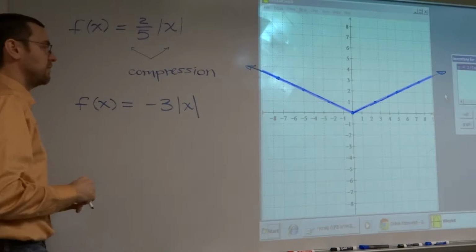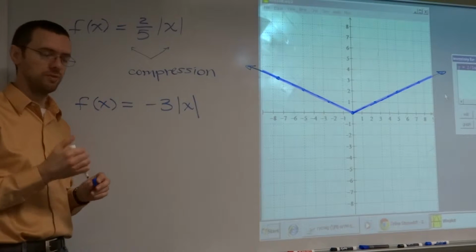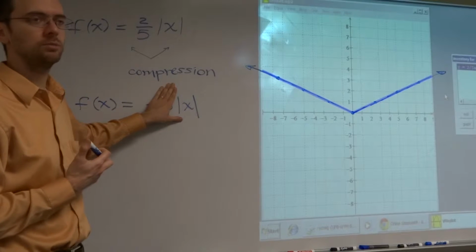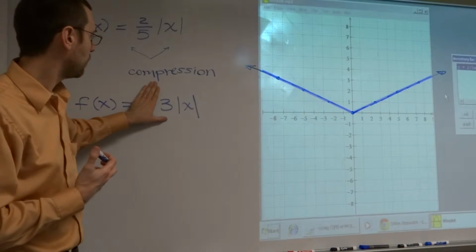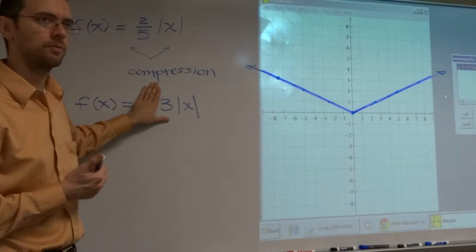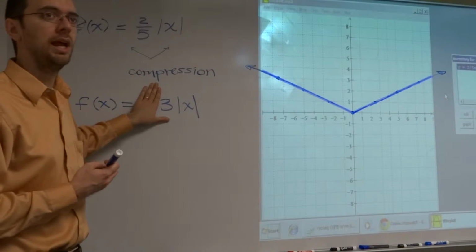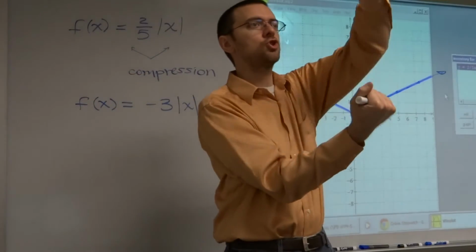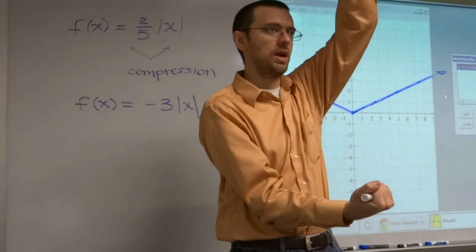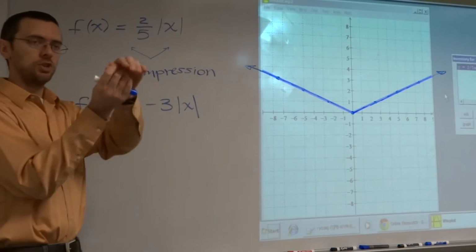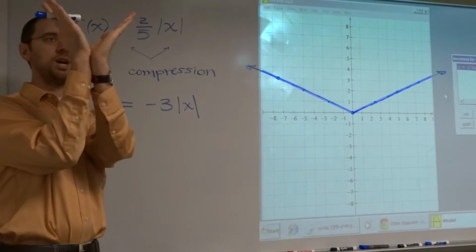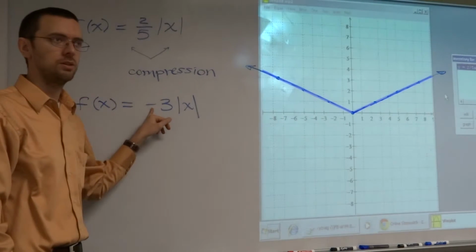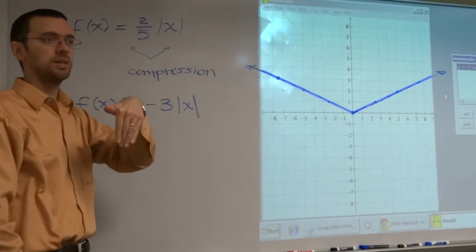If I have negative 3 times the absolute value of x, the absolute value tells you your shape is going to be what? A V. What does the 3 tell you? It's going to be above 1, so it's going to be steep. 3 times the height, basically. So you're going to stretch it out. And what about this minus in front? It's going to be flipped upside down.